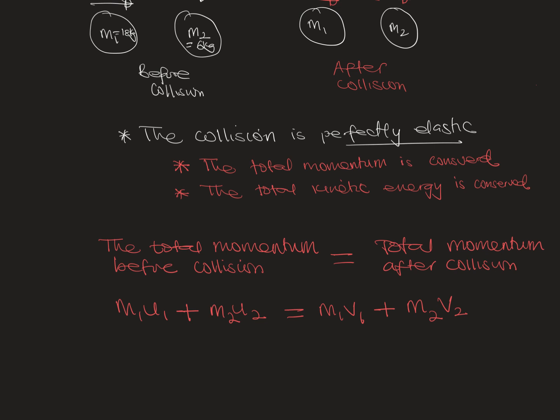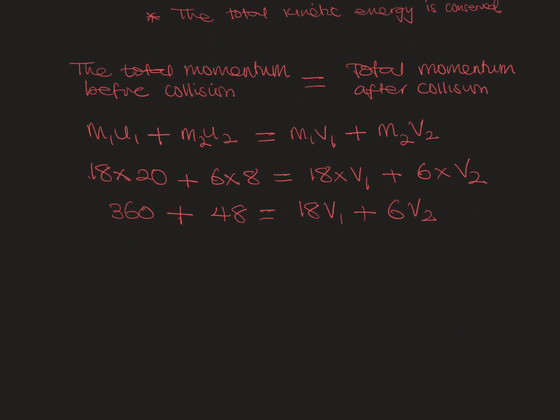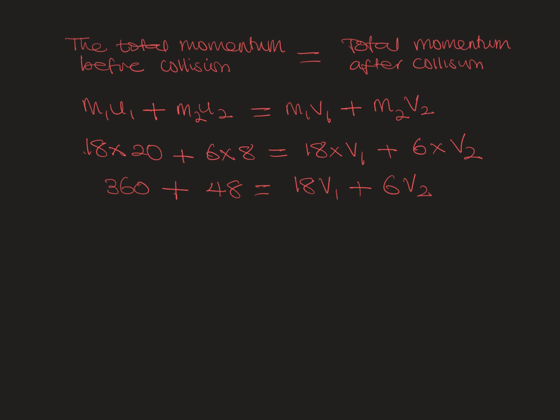Now substituting the values, M1 is 18 kilograms, multiplied by its initial velocity, which is 20, plus M2 is 6 kilograms, multiplied by its initial velocity, which is 8. This is equal to M1 is 18, multiplied by V1, plus M2 is 6 multiplied by V2. 18 times 20 is 360, plus 6 times 8 is 48. This is equal to 18 times V1 is 18 V1, plus 6 times V2 is 6 V2. 360 plus 48 gives 408. This is equal to 18 V1 plus 6 V2.